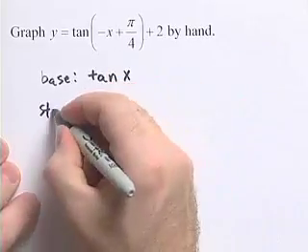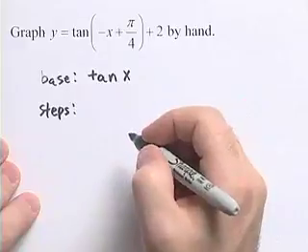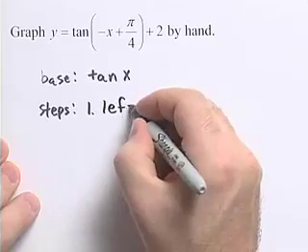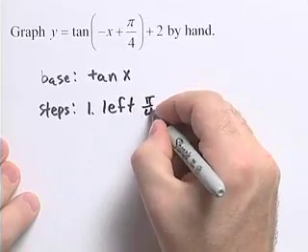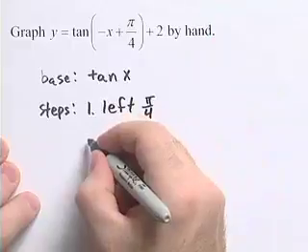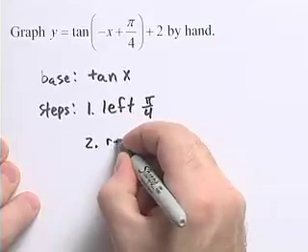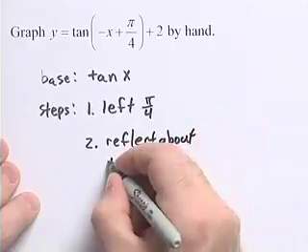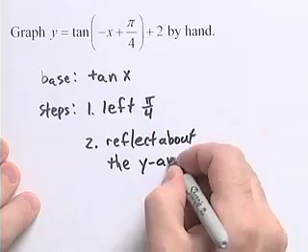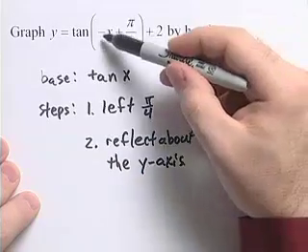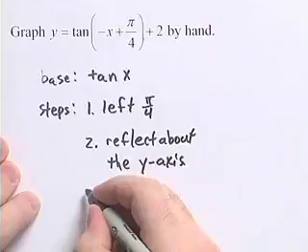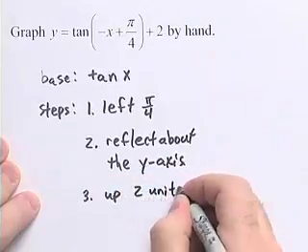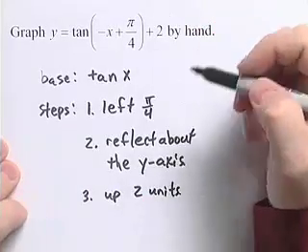To get to the graph of our given function from the graph of our base function, we need to first shift the graph of our base function to the left by pi over 4 units. So the plus pi over 4 tells us to do that. Next, we're going to reflect about the y-axis. Remember, that means we change x to negative x. That's what this tells us to do. And then the third thing we're going to do is shift the graph up 2 units. That's what this plus 2 out here tells us to do.